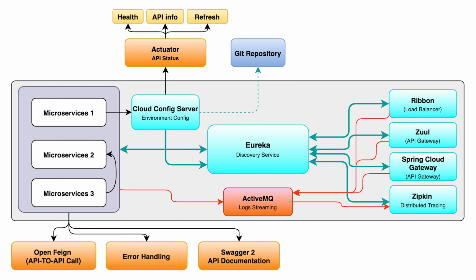Another related component is ActiveMQ. I will show you with a real use case how you can configure ActiveMQ to get streams of logs from different microservices and how Zipkin uses these logs for distributed tracing. I would also demonstrate how to integrate Spring Boot Actuator in your microservices to monitor and manage application usage.